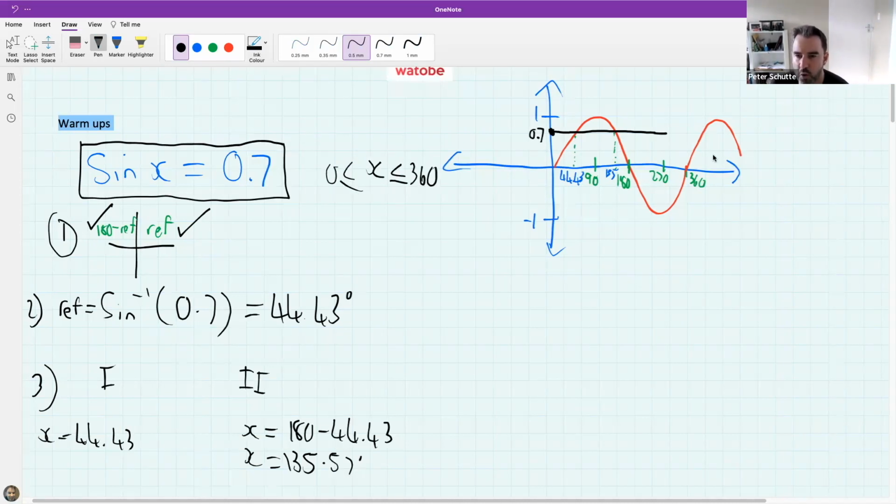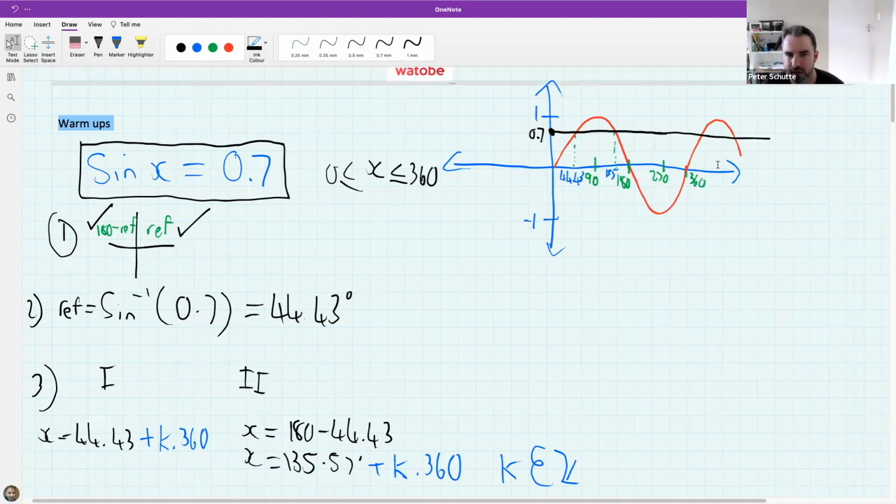But trig equations repeat themselves, or trig solutions repeat themselves every 360 degrees because of the period of the sine graph. So if your teacher asks for the general solution, all you do is you tack on a plus k times 360, and you say where k is an integer. And all this is doing is it's taking into account the other solutions that are going to happen if the sine graph carries on going.